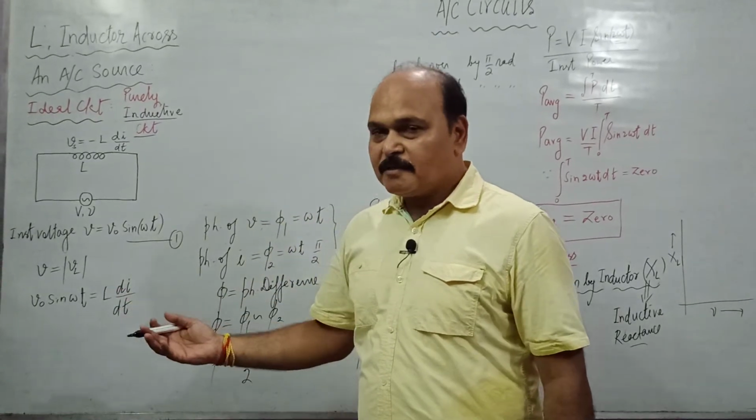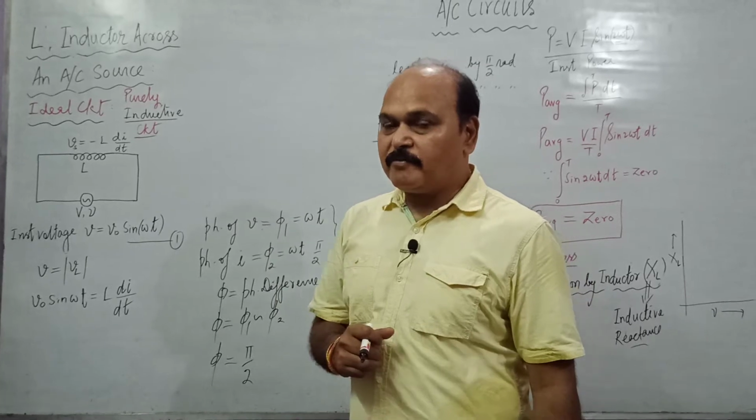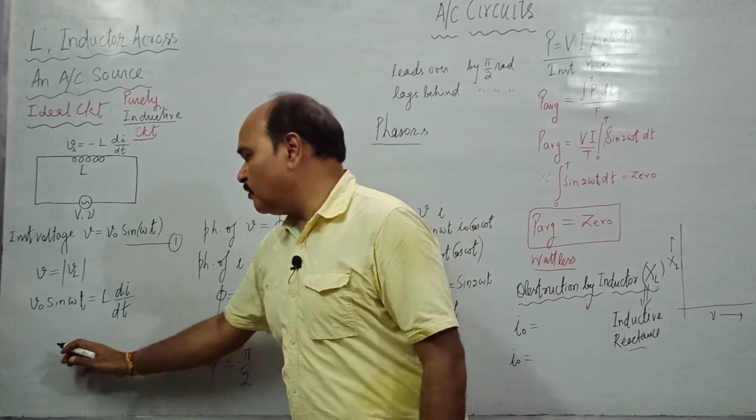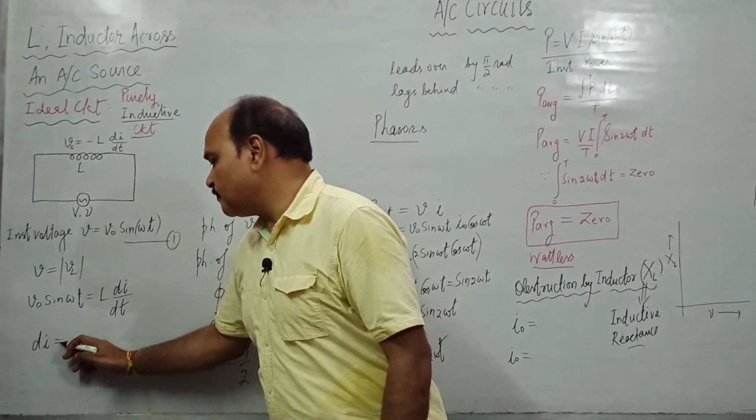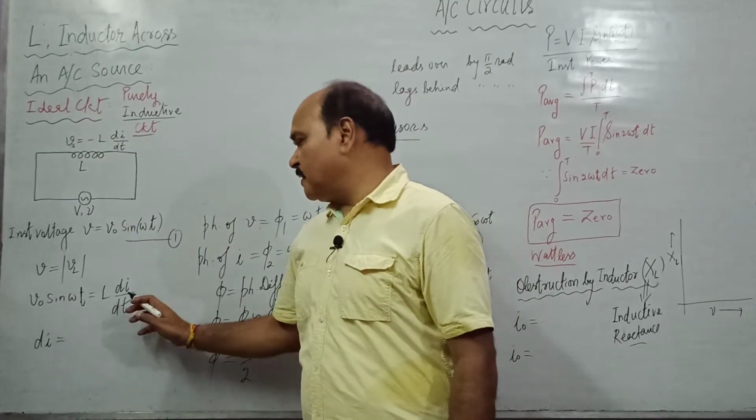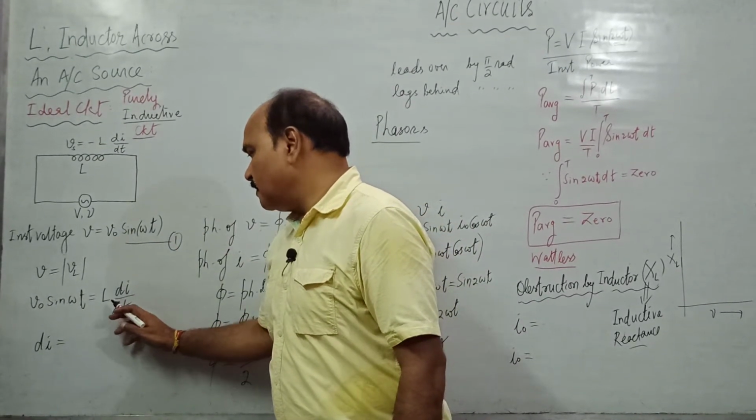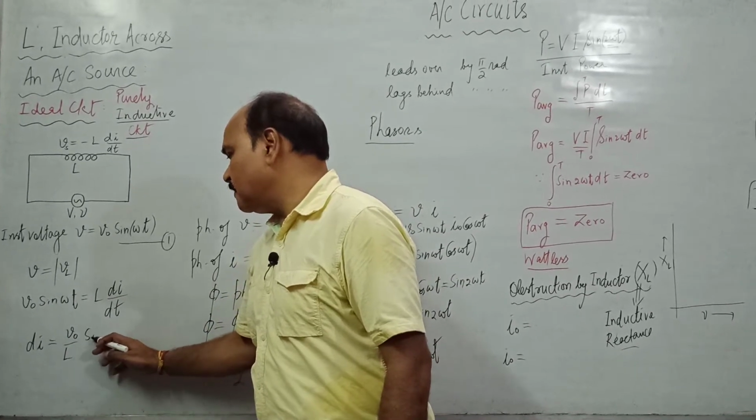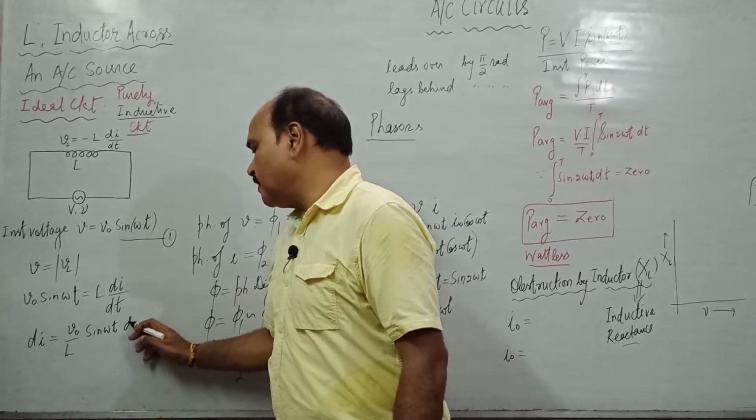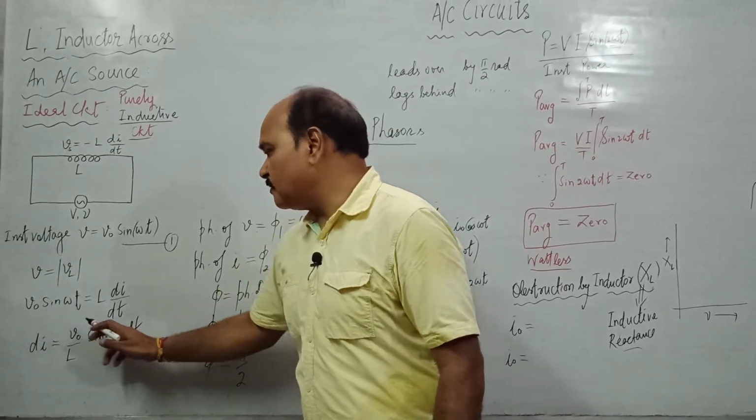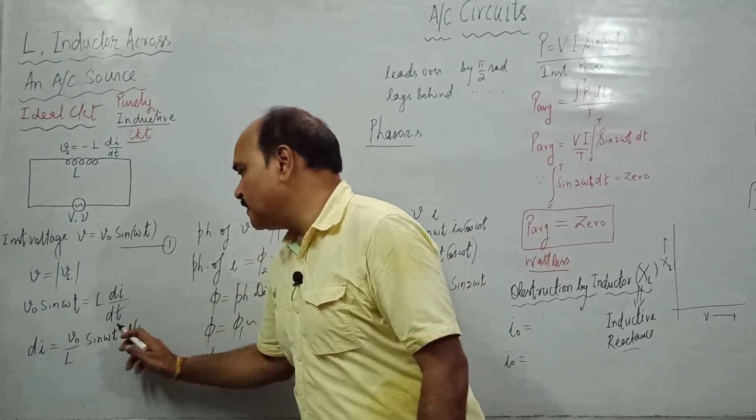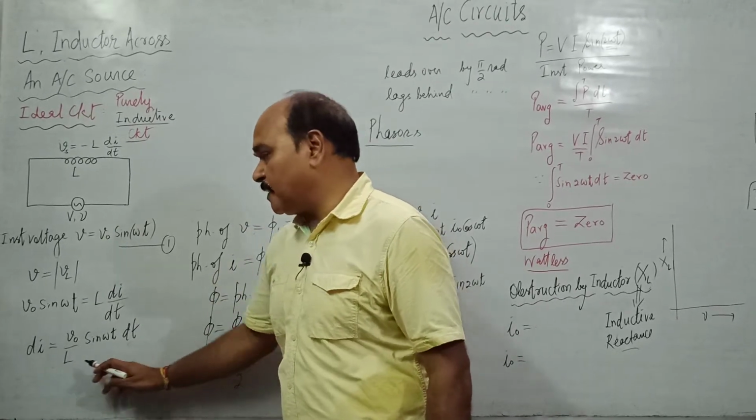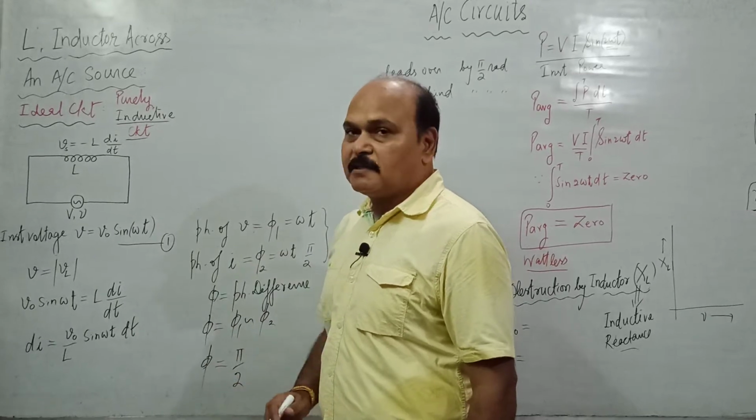We are going to solve it by the variable separable method of integration. We keep di on one side and transfer all other terms onto the other side. This L goes to the other side, it becomes V naught by L sine omega t, and this dt is multiplied like this. So this is V naught by L sine omega t dt. So we have separated the variables. There are two variables, di and dt. We have kept di on one side and dt on the other side.